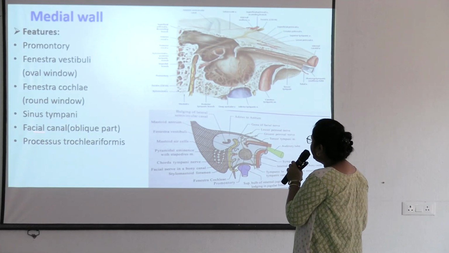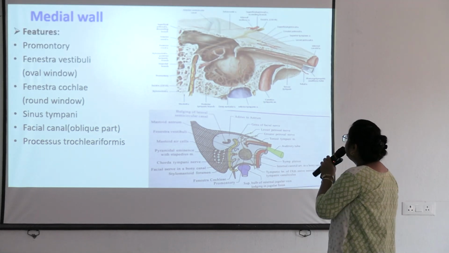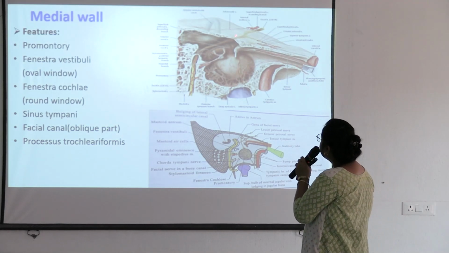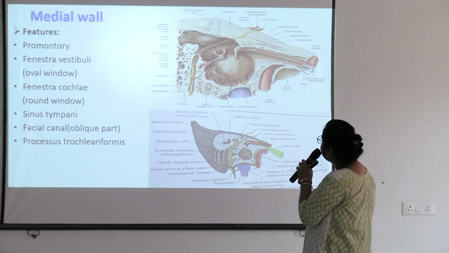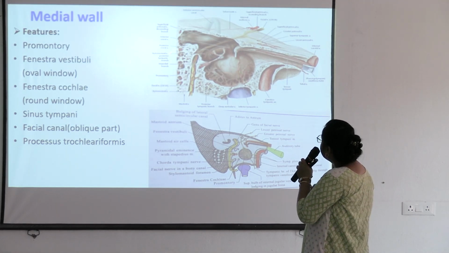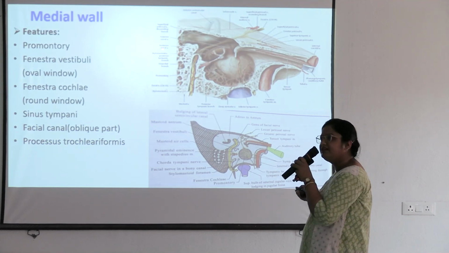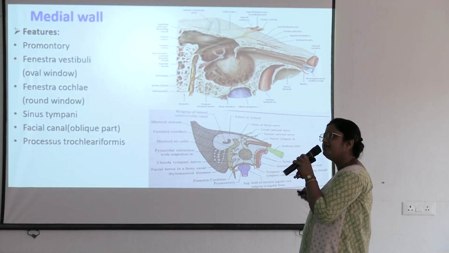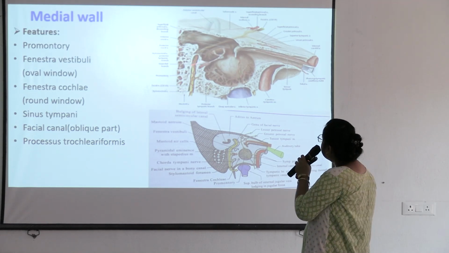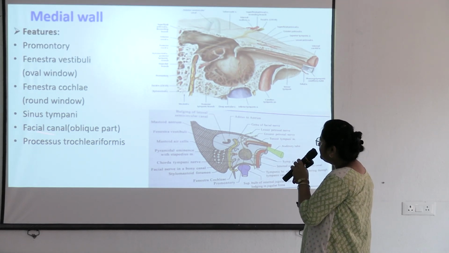Next is the facial canal, the oblique part of the facial canal. See, this is the oblique part. You can see this oblique part in the medial wall. This is mainly the medial wall. Okay. So the oblique part is lying in the medial wall and the vertical part of the facial canal is lying in the posterior wall. Okay. So, the oblique part of the facial canal.